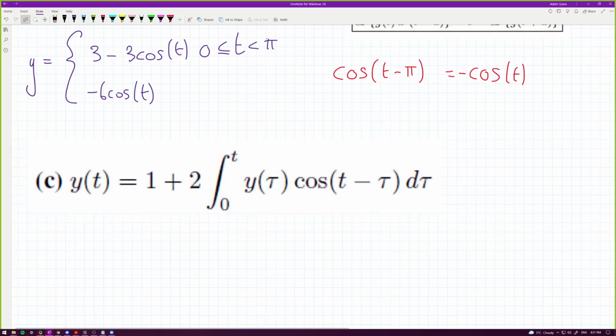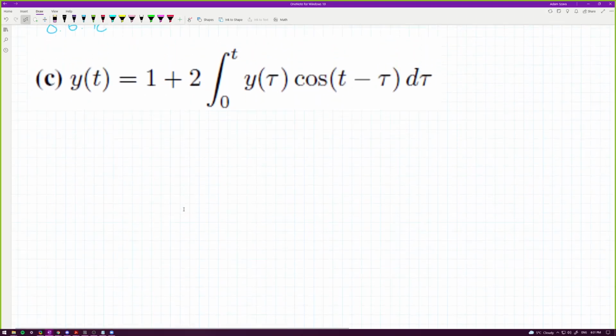This is question 8.6.4c, I think. That sounds right to me, but it might not be right. Is that what it is? I'll just check here. 8.6.4c. That is correct. I'll write it here.